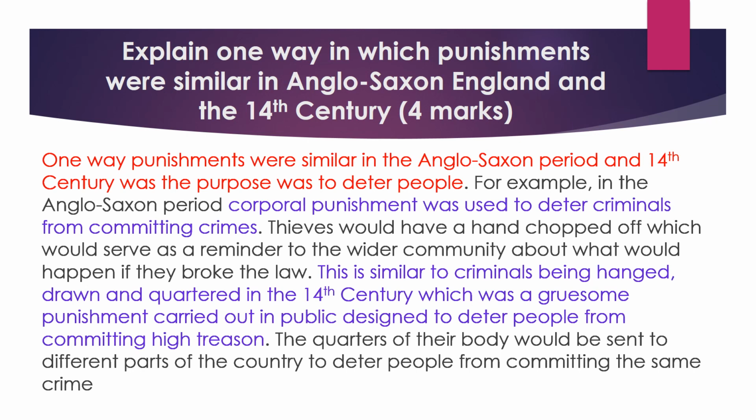The parts I've highlighted in blue are me explaining how they're similar. So I haven't just said, oh yes, they're both designed to deter people and gone, for example, corporal punishment and hanged, drawn and quartered. I've explained how these two punishments deter people. So I've said corporal punishment was used to deter criminals from committing crimes because you have your hand chopped off. And I said hanged, drawn and quartering is extremely gruesome and that's how it deters people. So have a look in your answer, make sure you've identified your similarity, ideally in the first sentence, and make sure that you have explained how your two examples show that similarity.